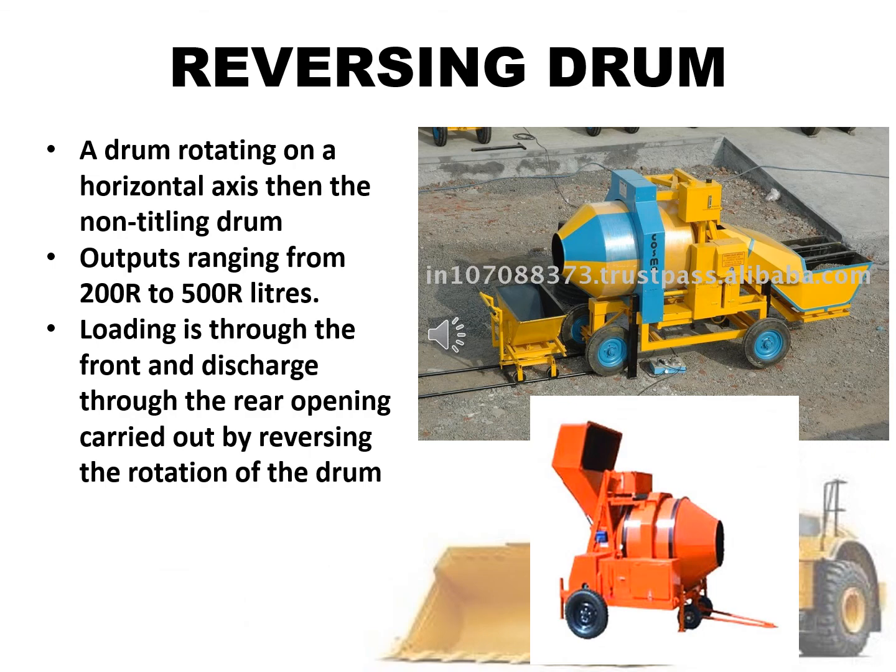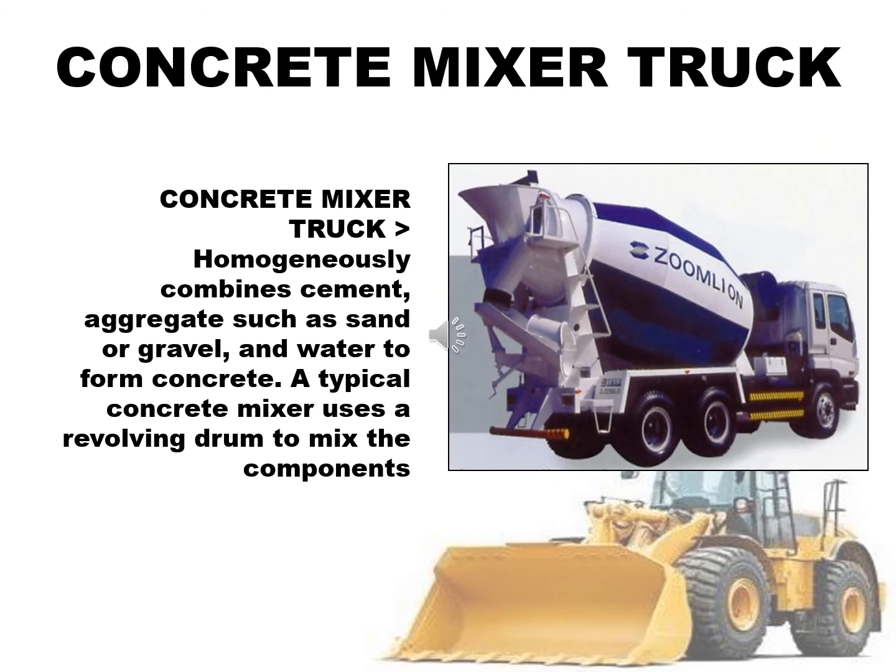Reversing drum is a drum rotating on a horizontal axis like the non-tilting drum, with outputs ranging from 200 to 500 liters. Loading is through the front and discharge through the rear opening, carried out by reversing the rotation of the drum. Concrete mixer truck homogeneously combines cement, aggregate such as sand or gravel, and water to form concrete. A typical concrete mixer uses a revolving drum to mix the components.